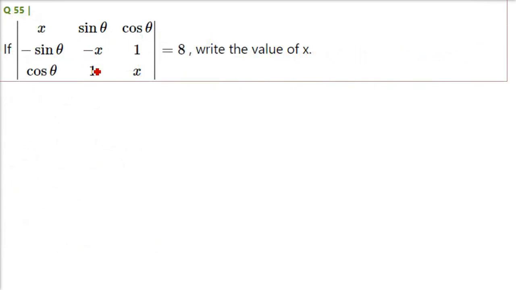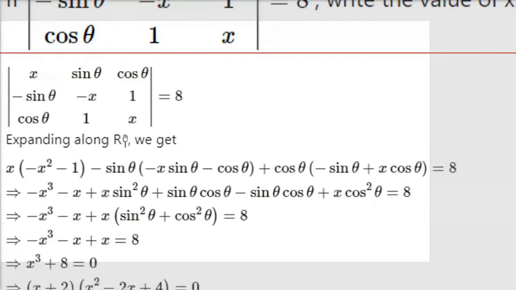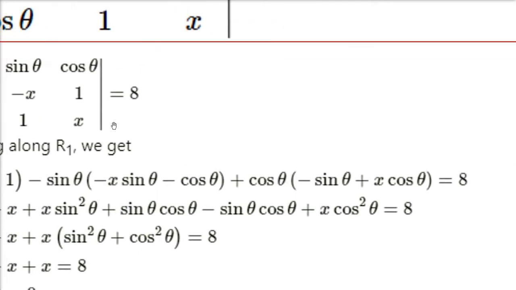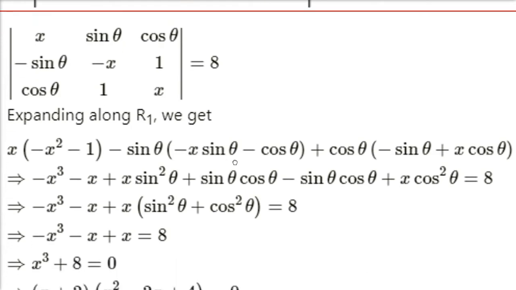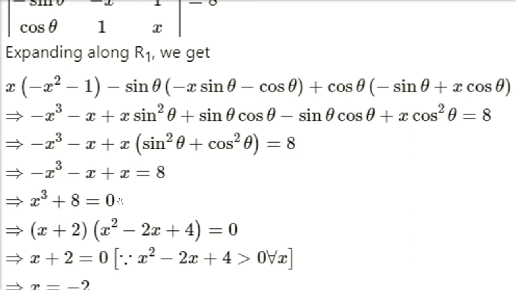Now let us just solve it. The best way is to solve it. And since we have already done this type of question, I am just doing it. Open it using the first row, let's say. So x, sin theta and cos theta, and take the cofactors of this x, sin theta and cos theta. When you multiply, I hope you will be able to do the first part. When you resolve it, you will see it will be x cube plus 8, because minus x and x will cancel, and sin square theta plus cos square theta will be equal to 1.